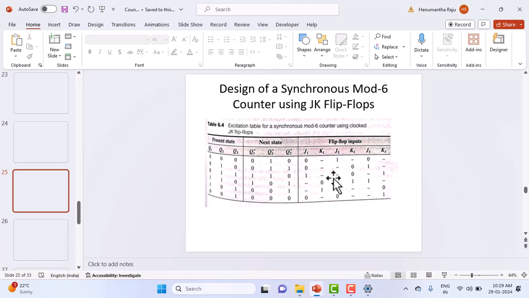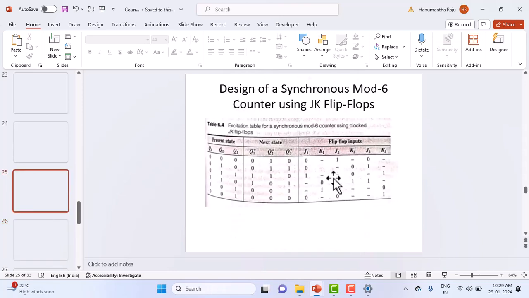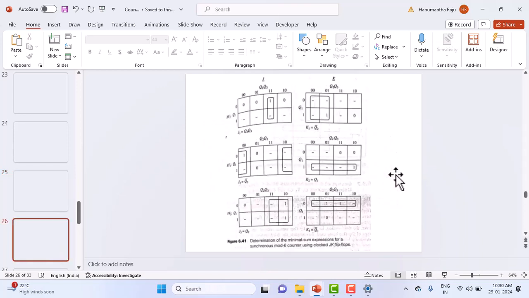Once you fill this out, you are supposed to use the K map and arrive at a Boolean equation. Look, this is a K map. For every column I showed here, J1, you have to write a separate K map, K1, J2, K2, J3, K3. Totally you are supposed to use 6 K maps. All 6 K maps are shown here.